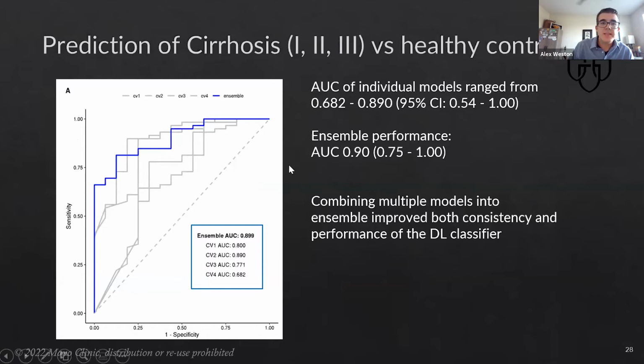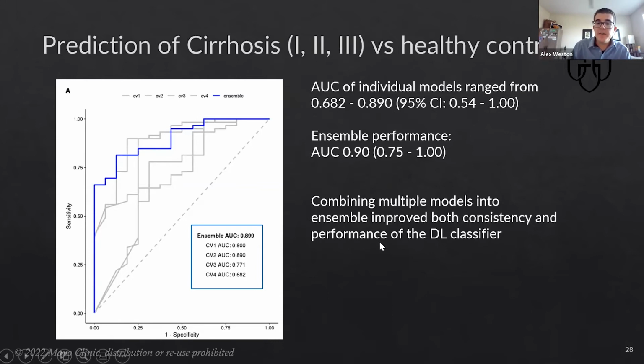Here are the ROC curves associated with predicting cirrhosis versus our healthy controls. The 4 gray lines here are our 4 constituent models from our best performing architecture. And then the average, or ensemble, is shown in the blue line here. The AUCs of the individual models ranged from 0.68 up to 0.89. And the ensemble model achieved an AUC value of 0.9.